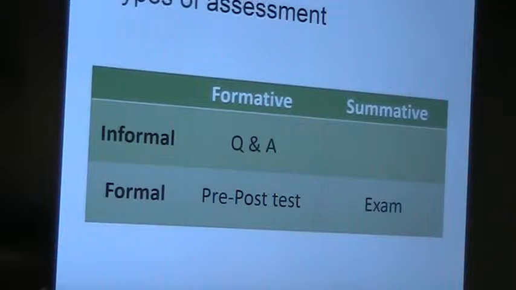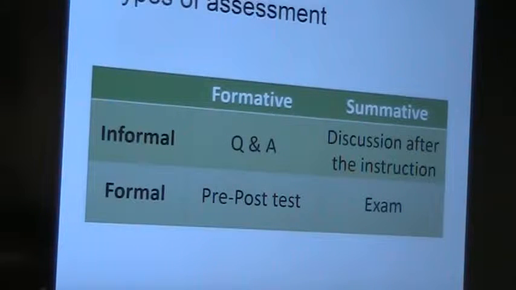And what is informal and summative? Sometimes a discussion session after each instruction might be informal. So you don't have to score their discussion. So you give some lecture on some of the topic that you are teaching and then get them to talk.